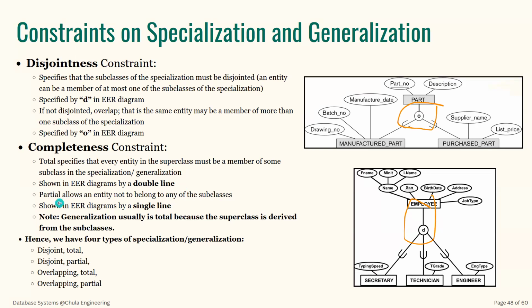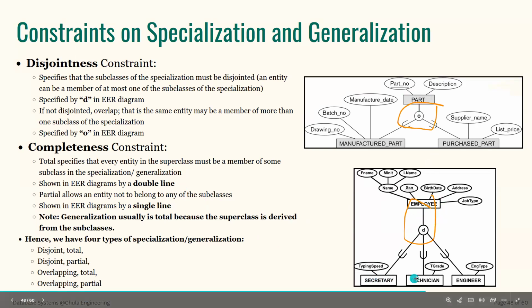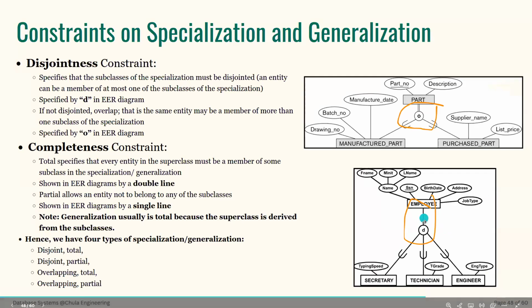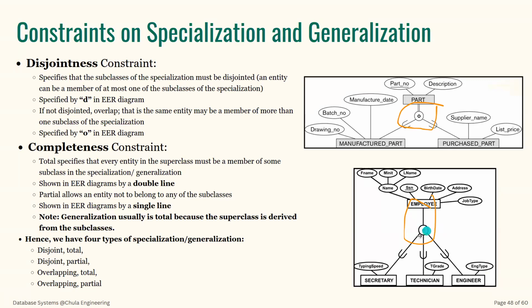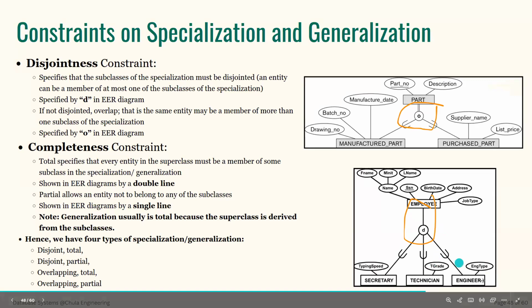So it would signify by a single line there. Okay. So basically for the generalization, it's usually total because superclass is derived from the subclass. So if you take a look at the one below here, it means that employee may be secretary, maybe technician, maybe engineer or not, because you have single line over here. And you have D that says that if you are a member of subclass, you can only be one of the subclasses only.